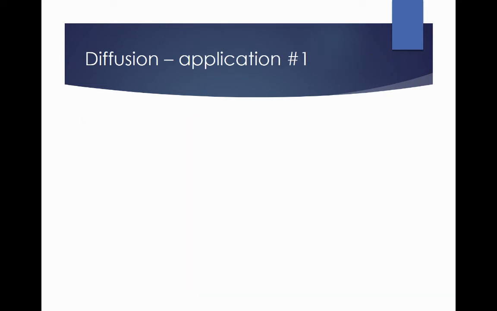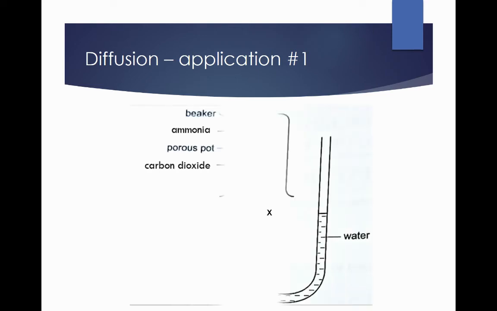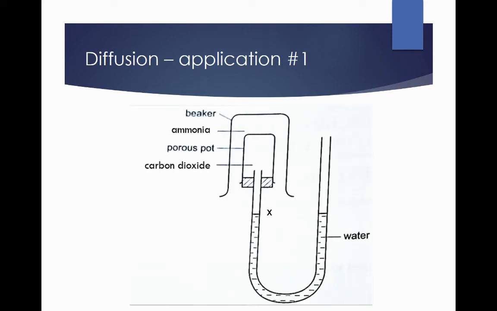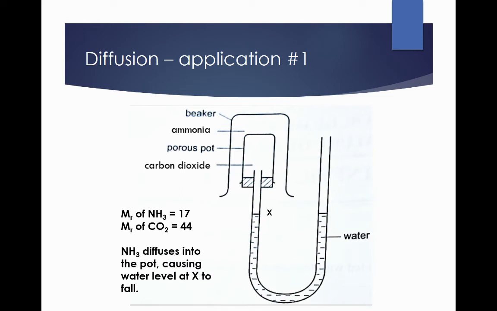Now we look at some application questions, and I'm very sure this diagram is familiar to you. Now I have the beaker as well as the porous pot system and the U-shaped tube. And the question, of course, will be, what will happen to the water level at point X? In this case, you have to look at the MR values of ammonia as well as carbon dioxide, and they are given there in the slide.